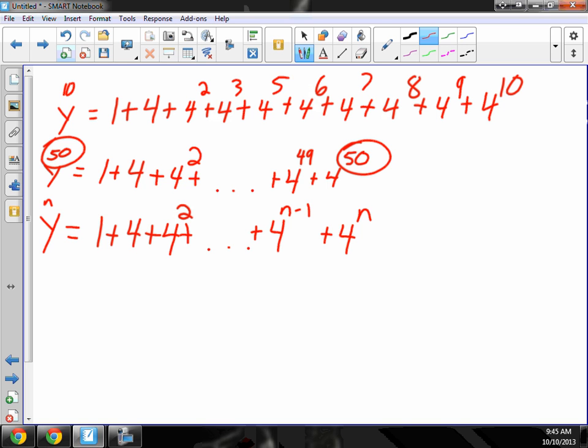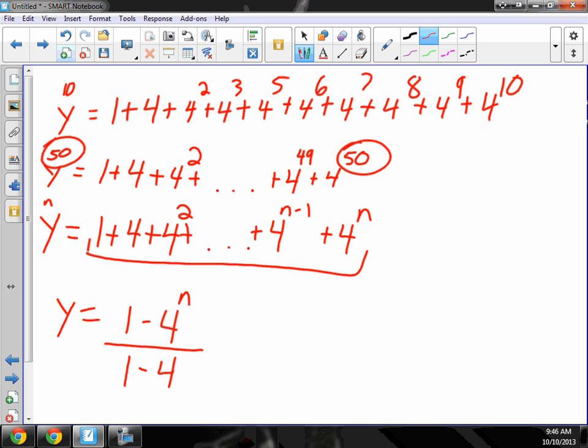You can't. Because every time you change x or n, it adds another term or a number of terms. Okay? Now this is beyond the scope of this class, but next year you're going to figure out an equation that smashes all of this down to just a few numbers. And this is what it looks like. Y equals 1 minus 4 to the n divided by 1 minus 4. And that is the explicit formula. And you're not going to learn that this year, but you'll learn that next year.